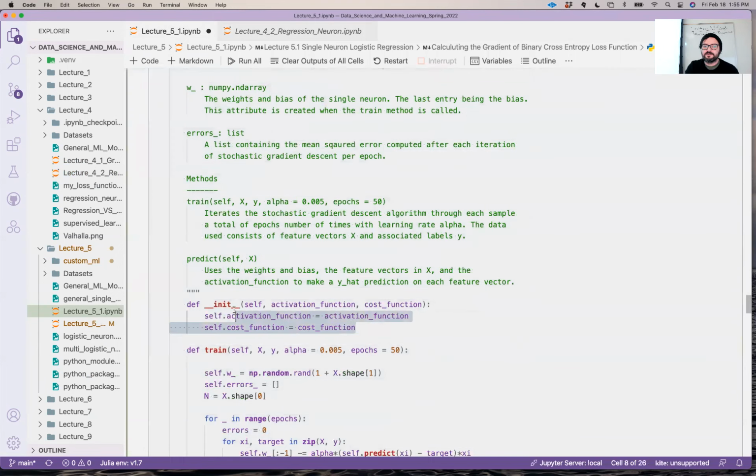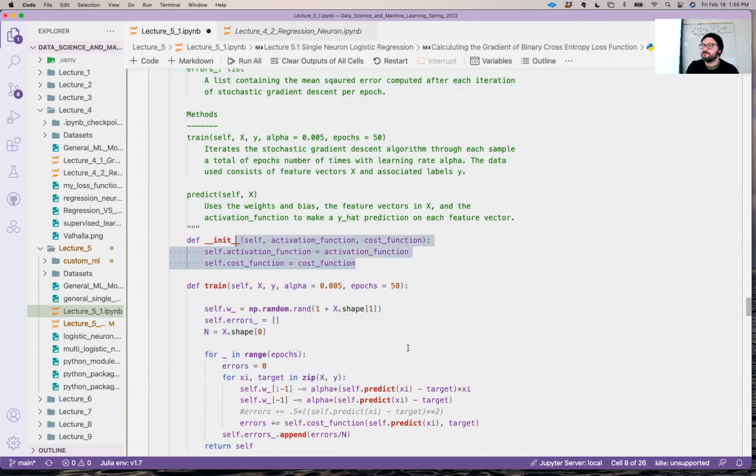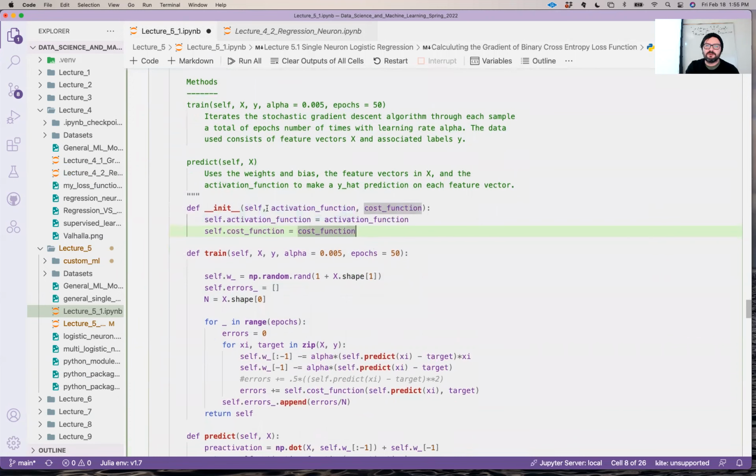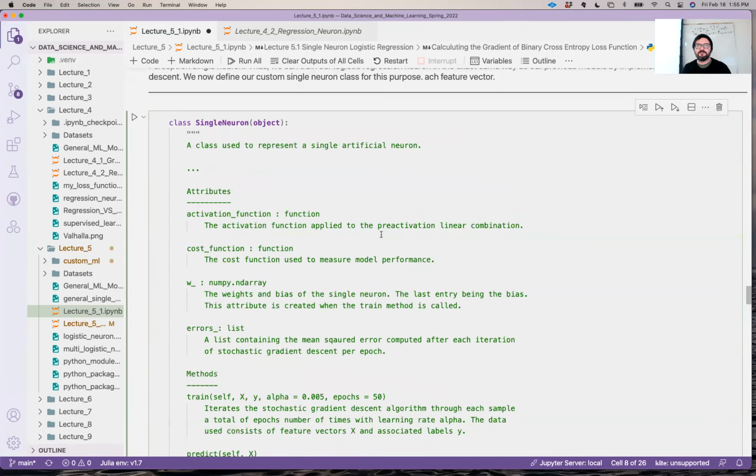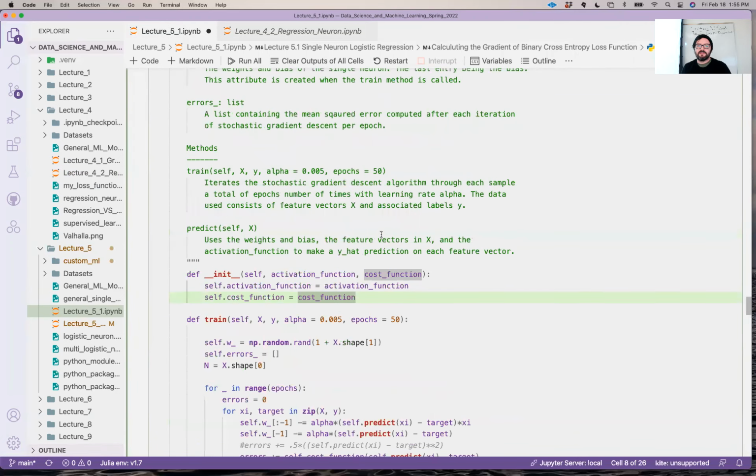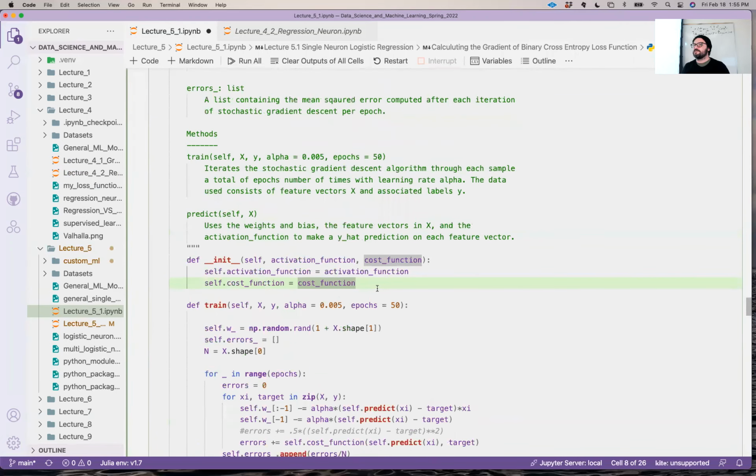Now there's a few changes, I think, from when I did this with linear regression, maybe not. So I initialize it with an activation function and a cost function. The reason I choose these to be passed into the init method, the initialization of my single neuron object, is that that's all that defines the differences between the models. And I want it to be as general as possible.